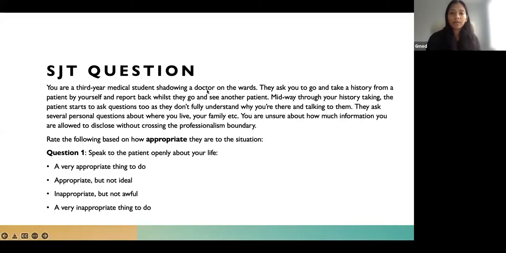So you're a 3rd-year medical student shadowing a doctor on the wards. They ask you to go and take a history from a patient by yourself and report back whilst they go and see another patient. Midway through your history taking, the patient starts to ask questions too, as they don't fully understand why you're there and talking to them. They ask several personal questions about where you live and your family. You're unsure about how much information you're allowed to disclose without crossing the professionalism boundary. Rate the following based on how appropriate they are to the situation.